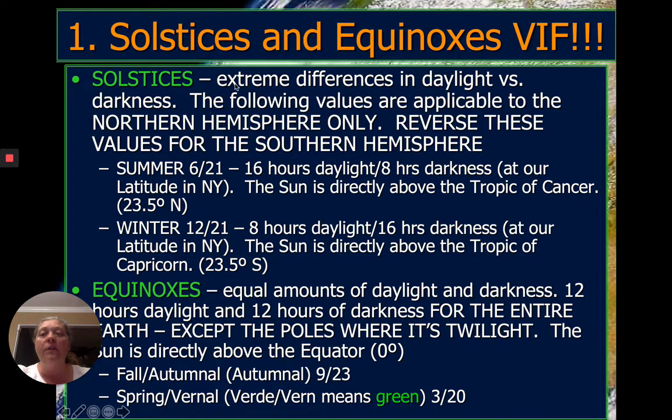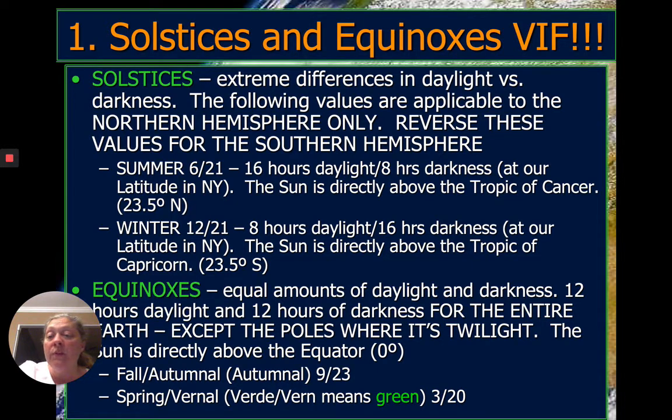On the solstices, which in the summer is approximately June 21st, and in the winter is approximately December 21st, that can vary by a day. On June 21st in New York, we have approximately 16 hours of daylight and 8 hours of darkness at our latitude. And the sun will be directly above the Tropic of Cancer, which is 23.5 degrees north.